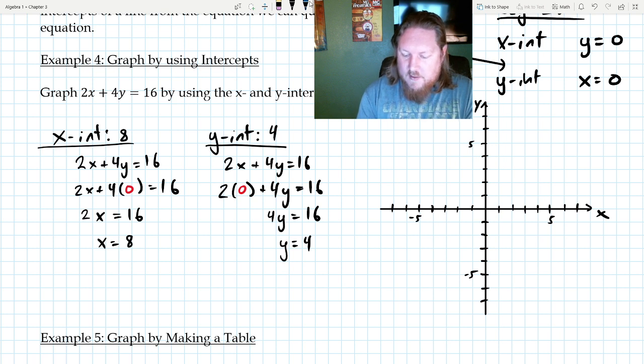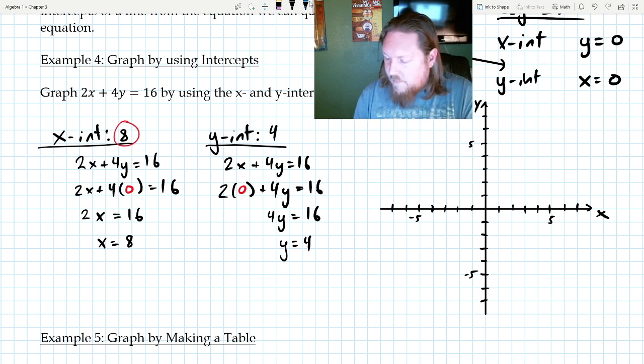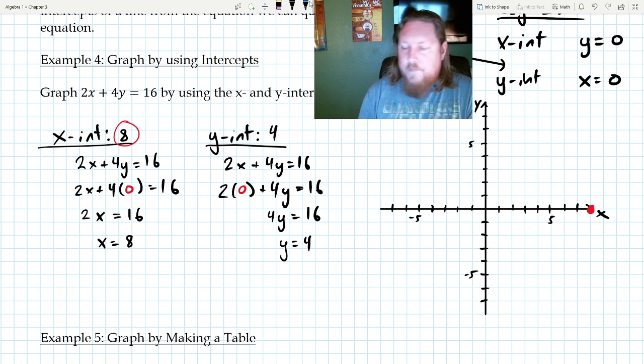Let's plot the x-intercept in red. That's on 8 on the x-axis, so I go to 8. So there's 5, 6, 7, 8. Oh, right on the end of my graph. Fits perfectly. And then let's do the y-intercept, also in red. It's 4, so I go to positive 4 on the y-axis. And there's my 2 points.